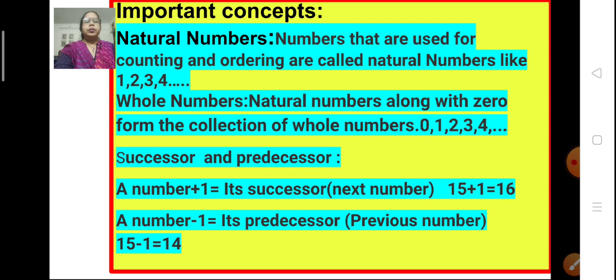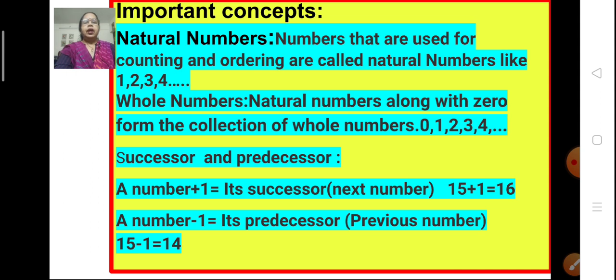We learnt in this chapter the natural numbers. All counting numbers that start from 1 are natural numbers: 1, 2, 3, 4 and so on. Can you find any largest natural number? No, because it is endless. Any number you add 1 to, you get its successor. So there is no end to natural numbers, they are infinite.